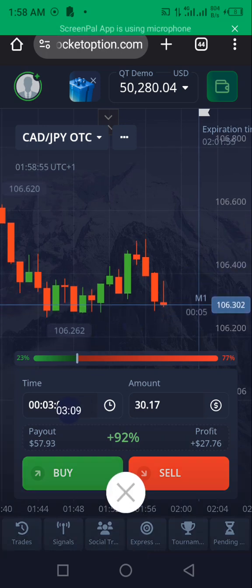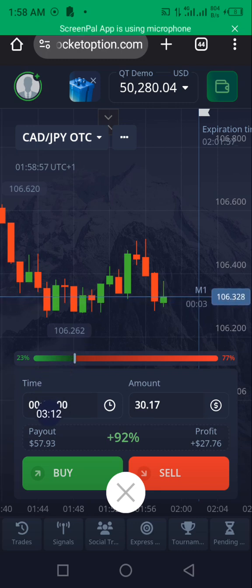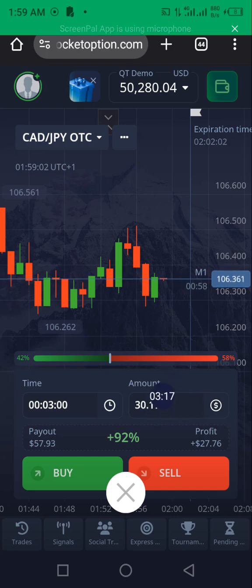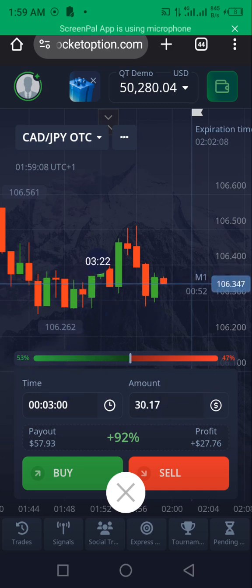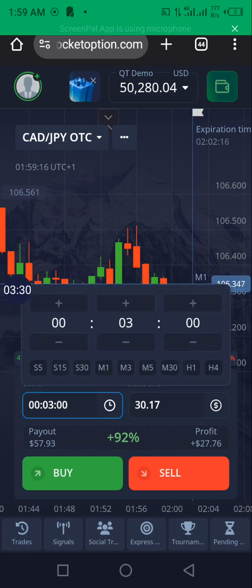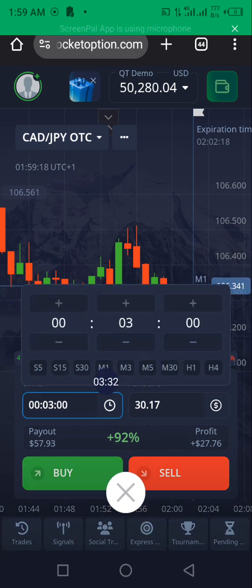This particular region is where you input the time, the duration of the trade. This is where you enter your amount. Let me say that the signal given to you says, enter a 5 minutes duration trade. When you click on this box, you see where to choose the time frame you want to trade with. It is 5 seconds, 15 seconds, 30 seconds, 1 minute, 3 minutes, 5 minutes, 30 minutes. You can select whichever one you are required to trade with.